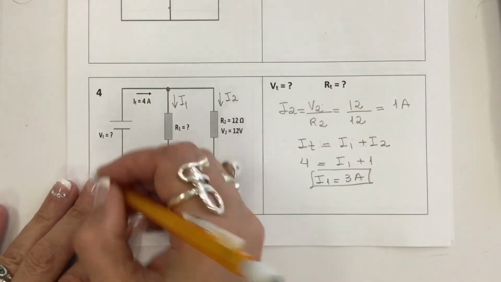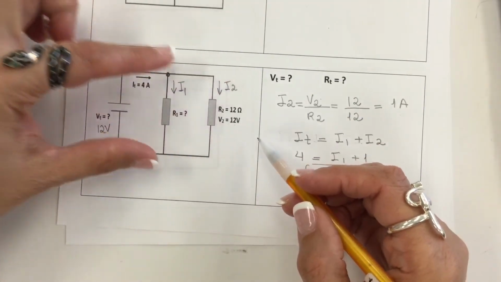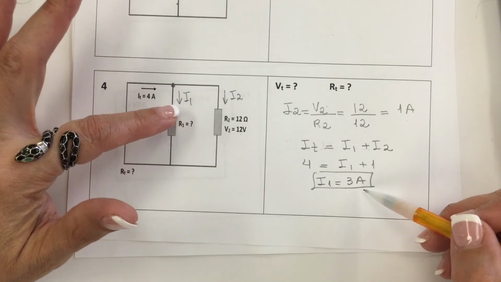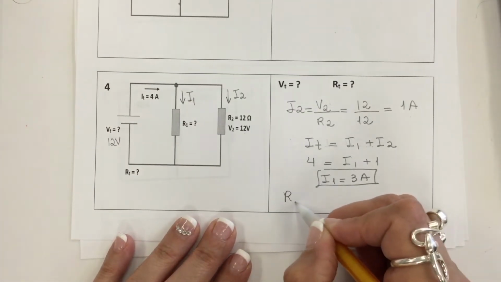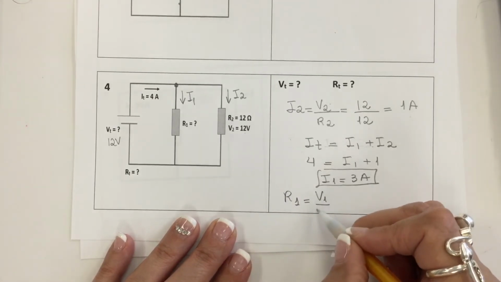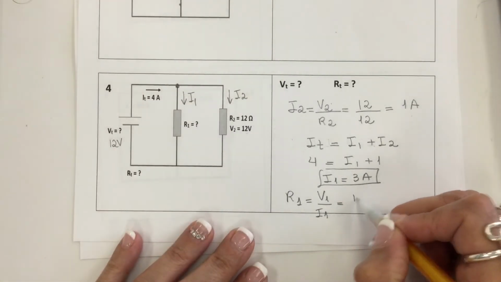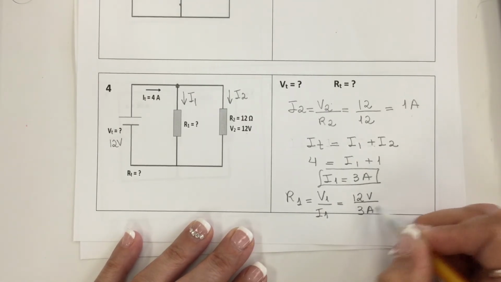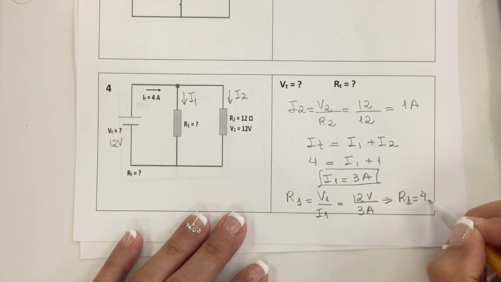To calculate R1, we know that the voltage right here is the same as here. So this is 12 and this is also 12. It's all 12, because this is 12, this is 12, and this is 12. The current I1 is 3. So to find the resistance, R1 is V1 over I1. My V here is the same, which is 12 because it's in parallel. My I1 is 3 amps. Therefore, my resistor is 4 ohms.